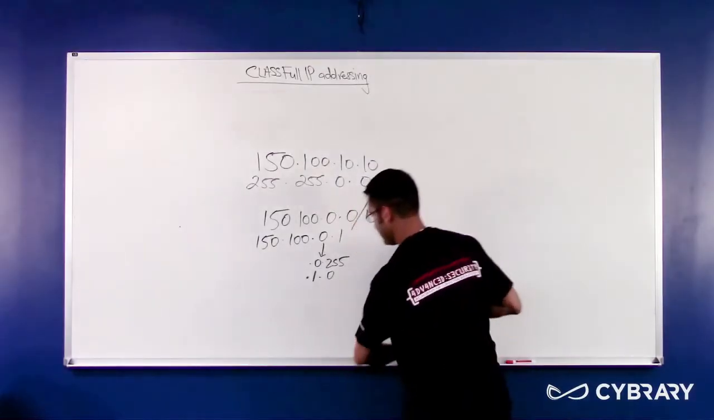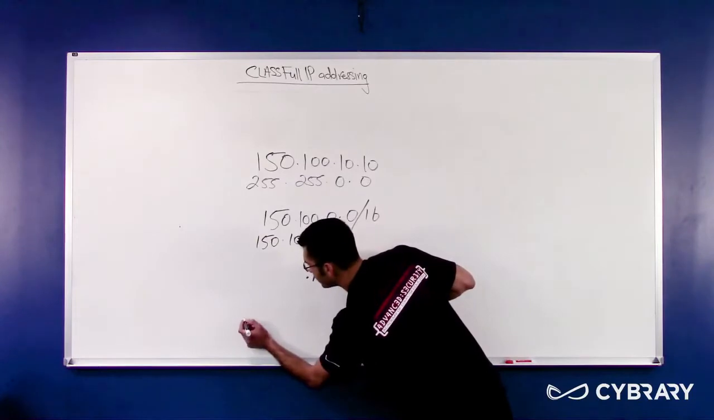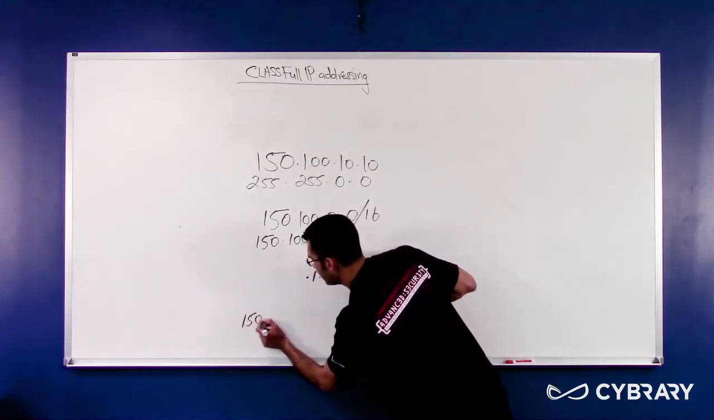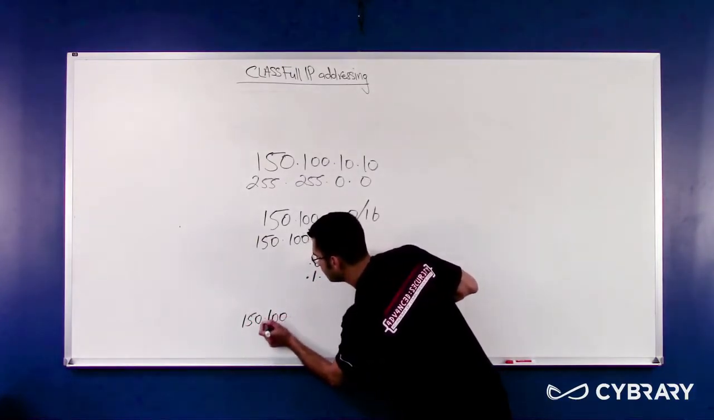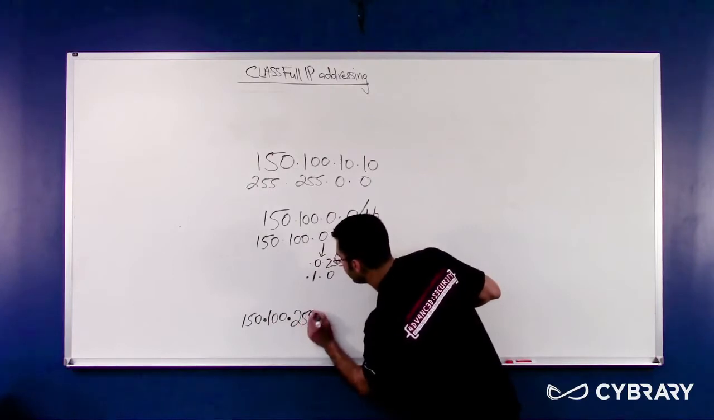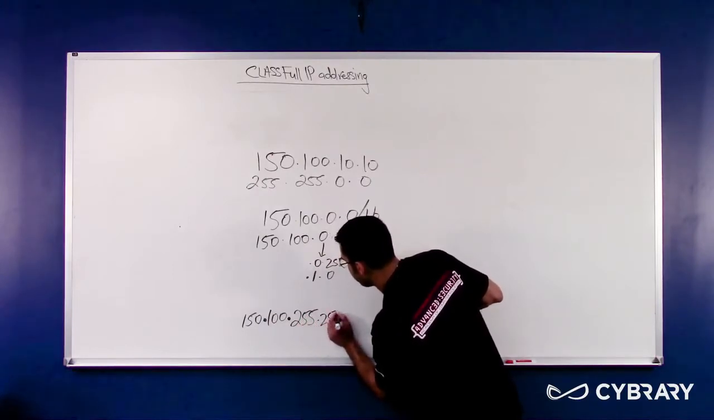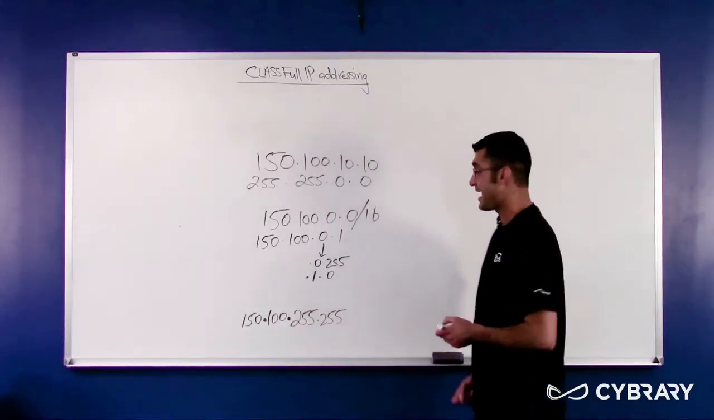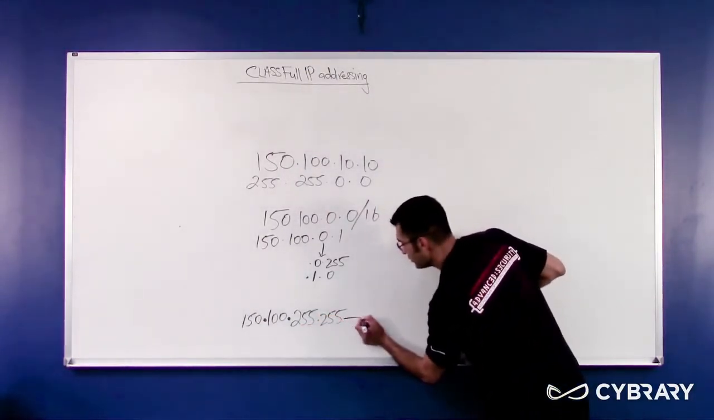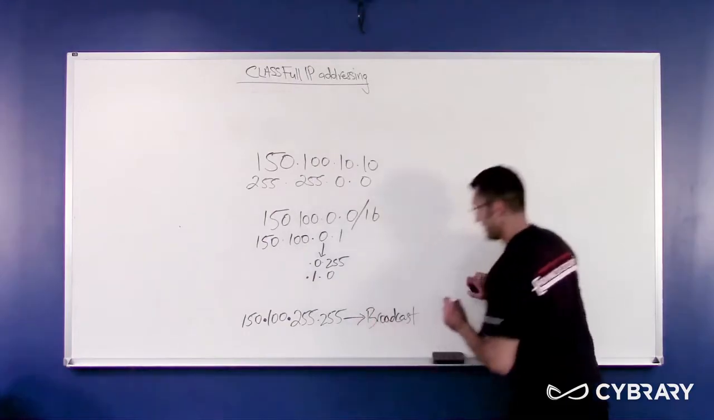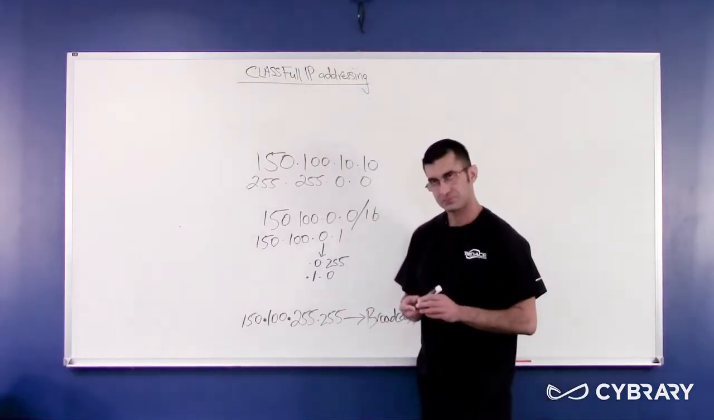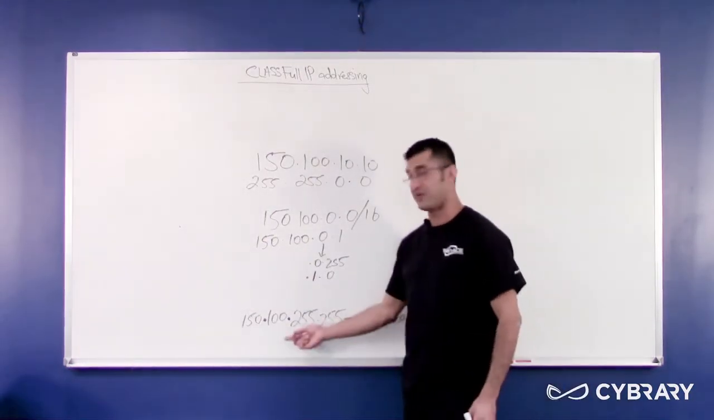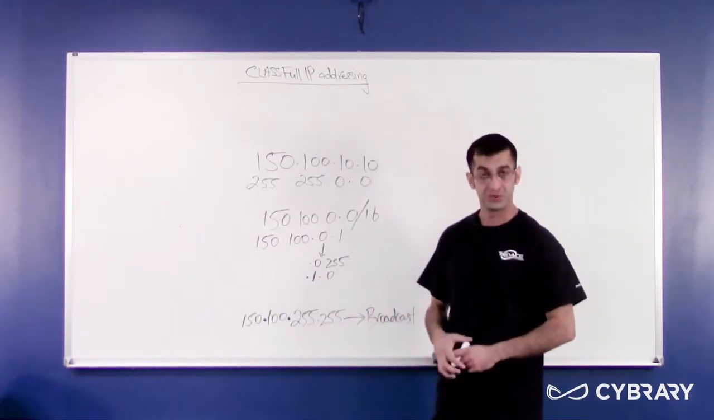Well, I'll just erase this. The last possible address would be 150.100.255.255. Both the octets are full. Of course, this last address would be your broadcast address. Again, any data sent to this address will be received by all hosts on the network.